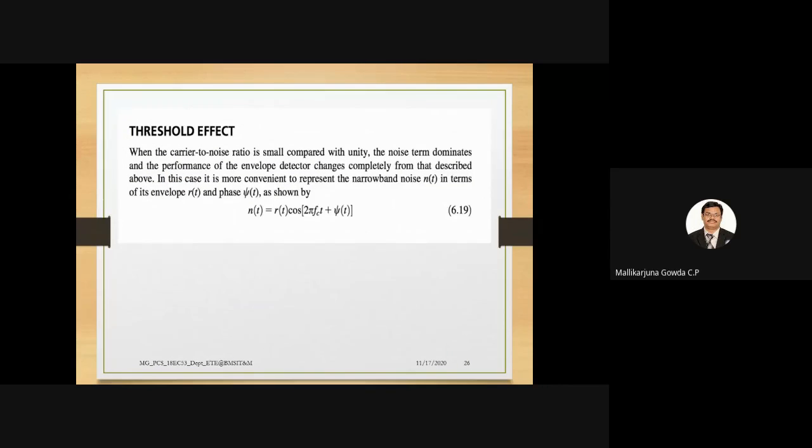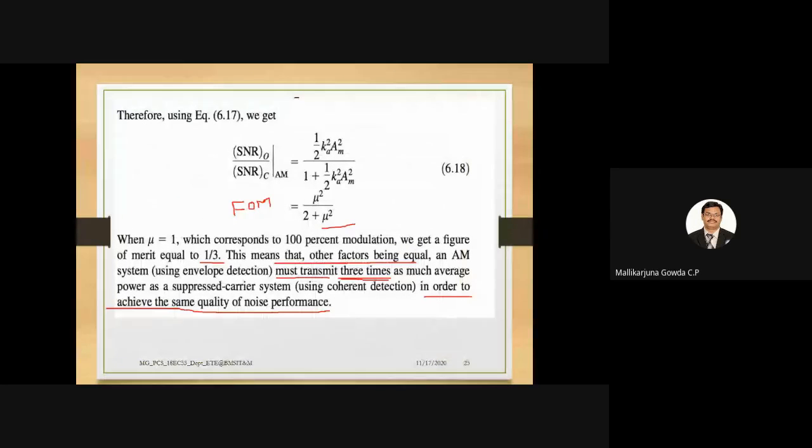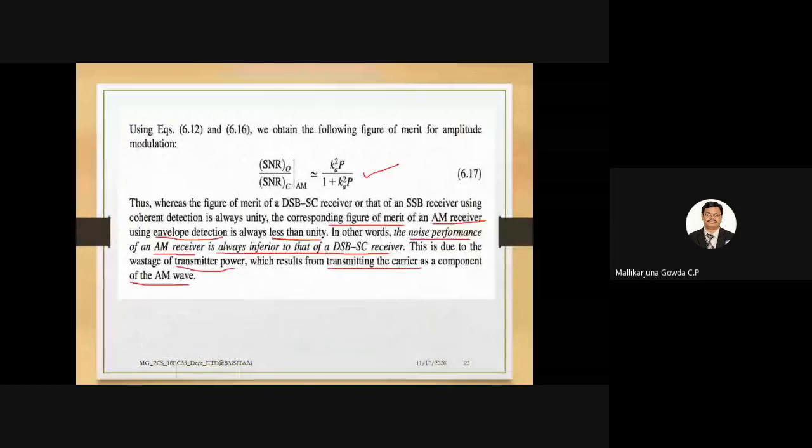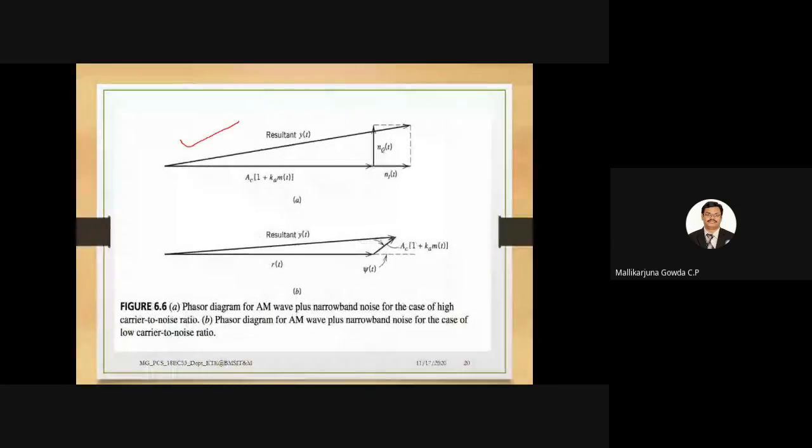So I have shown the phasor diagram for the assumption that the carrier to noise ratio is very large. That is the phasor diagram I have shown here, which I have ticked now. When the carrier to noise ratio is large, it means the carrier power is larger than the noise power. Now I will discuss the case when the noise power is greater than the carrier power, which means the carrier to noise ratio is small.